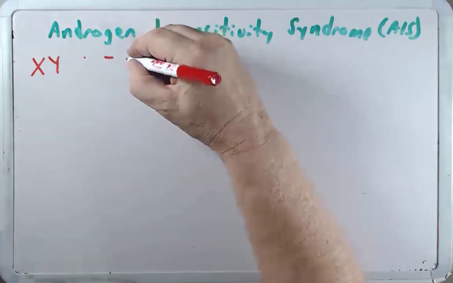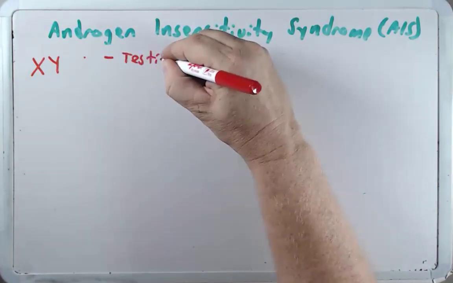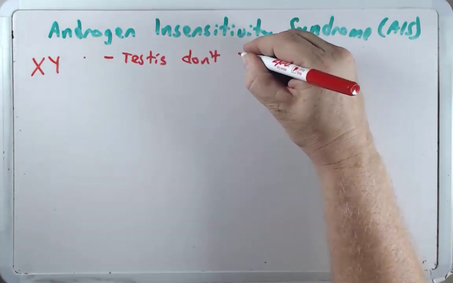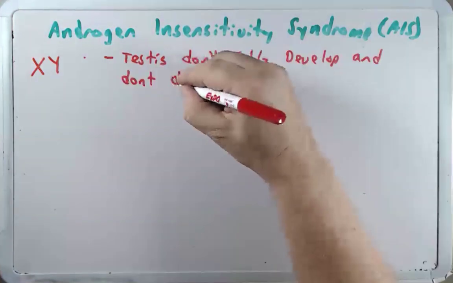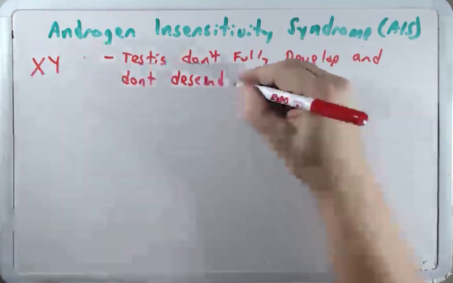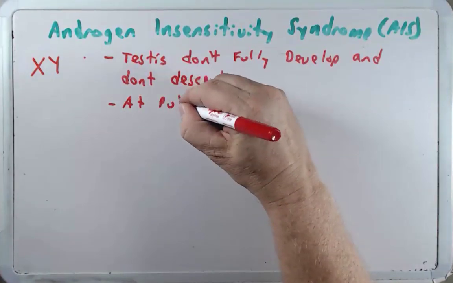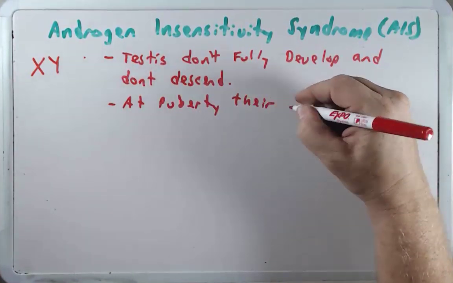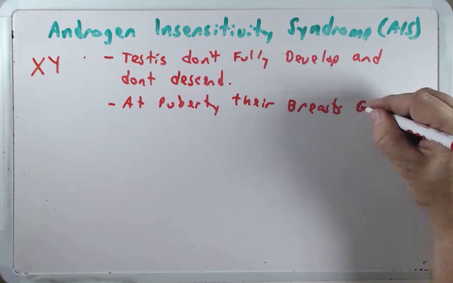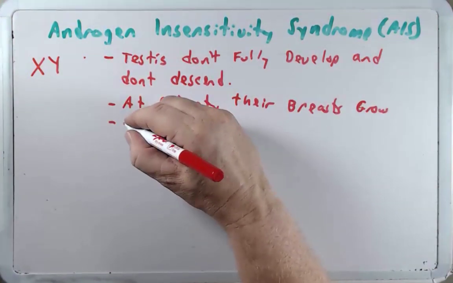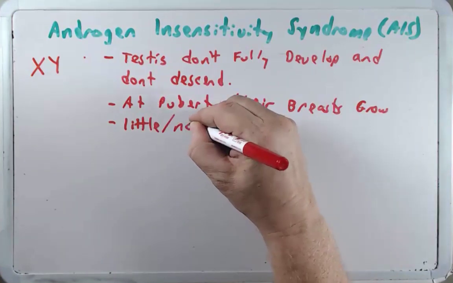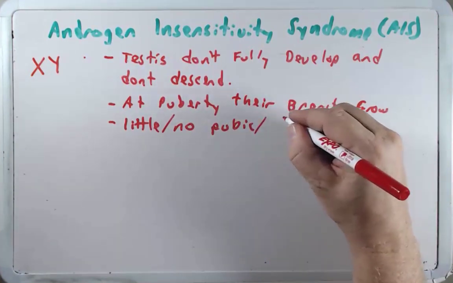Now, in these individuals, the testes don't fully develop and don't descend. They stay in the abdomen. At puberty, their breasts grow and develop. Usually there's little or no pubic hair or armpit hair.